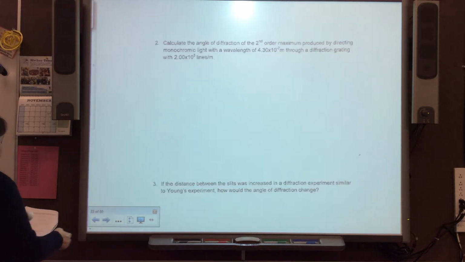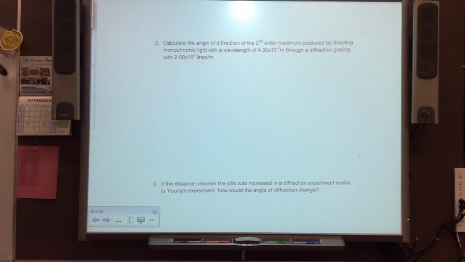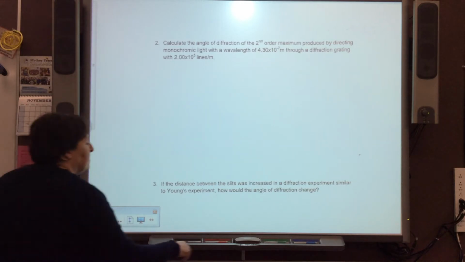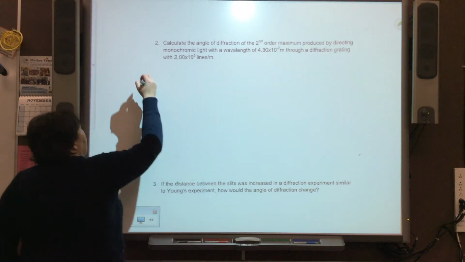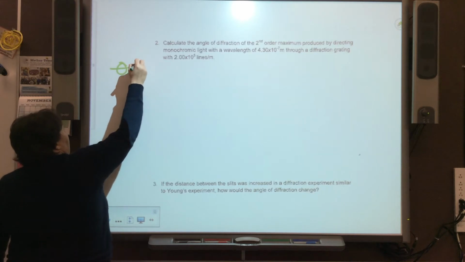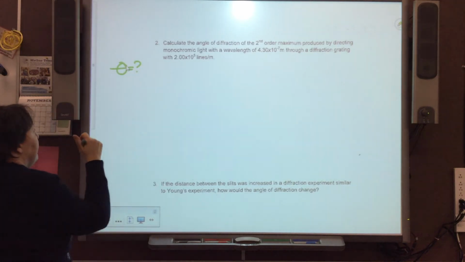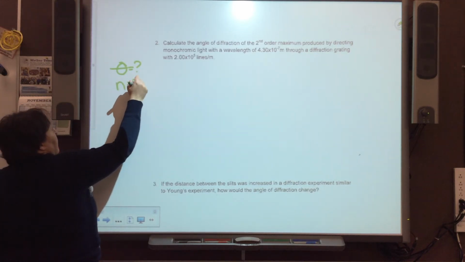Next example. Calculate the angle of diffraction of the second order maximum produced by directing monochromatic light with a wavelength of 4.3 times 10 to the negative 7 meters through a diffraction grating with 2 times 10 to the 5 lines per meter. So it's asking us to find theta.